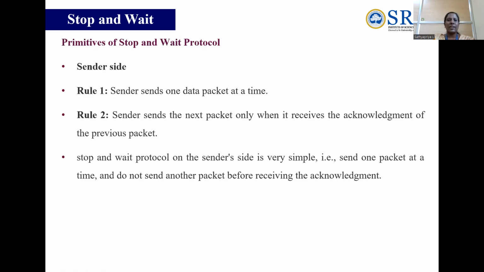Primitives of stop and wait protocol. On the sender side, the first rule is that the sender sends one data packet at a time. Rule 2: the sender sends the next data packet only when it receives the acknowledgement of the previous packet from the receiver. So the stop and wait protocol on the sender side is very simple. The sender sends one packet at a time and doesn't send another packet before receiving the acknowledgement.